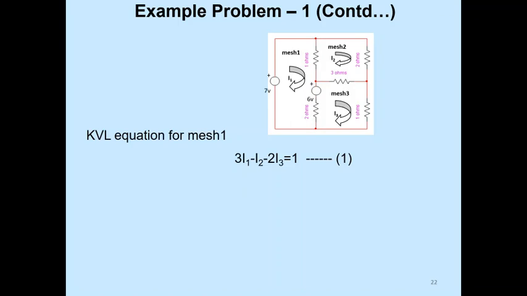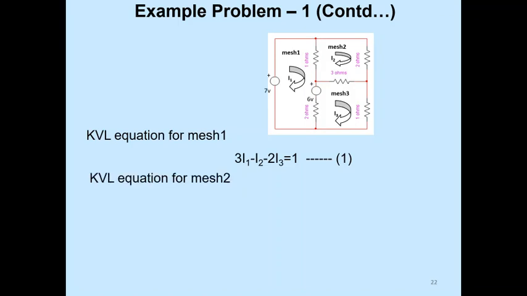And here the voltages 7 volts and 6 volts are opposing. So 1 into (I1 minus I2) plus 2 into (I1 minus I3) is equal to 7 minus 6. By solving this, we are getting 3I1 minus I2 minus 2I3 is equal to 1. This is the first equation.